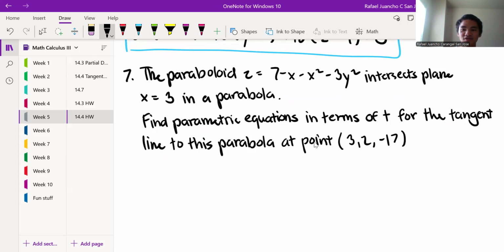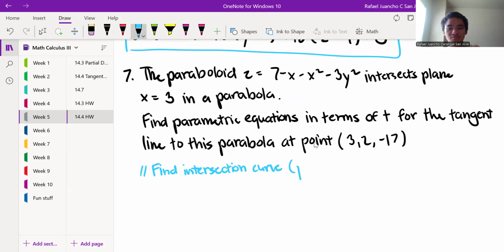in that parabola. So I guess the first thing that pops up in my head without even looking at anything is to actually find that trace, that parabola. So I guess we're going to find that intersection curve, which is a parabola. So let me actually do that really quick.